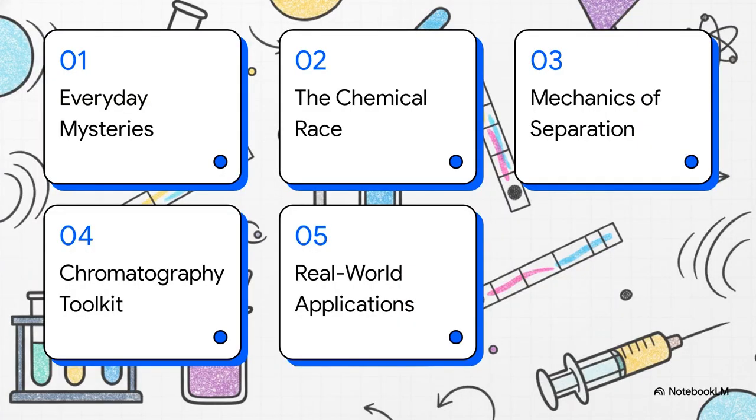So here is our roadmap for today's explainer. First, we'll decode everyday chemical mysteries. Next, we're off to the great chemical race, followed by sticking, dissolving, and measuring. Then we'll open up the chromatography toolkit and finally wrap up with some real-world scientific superpowers.